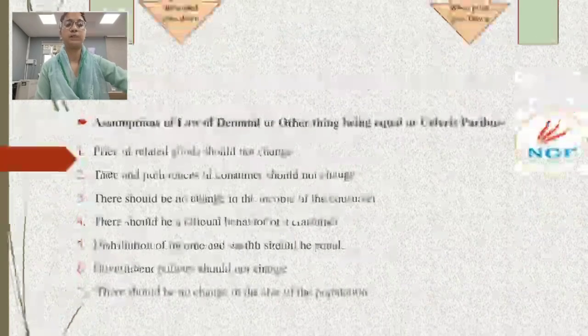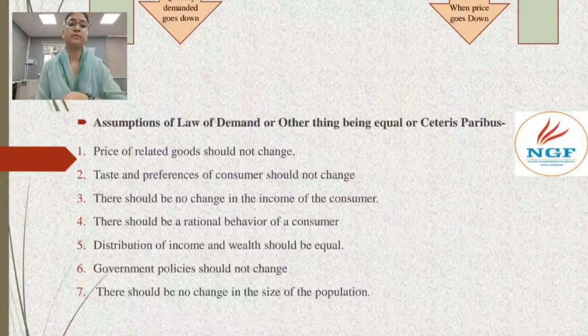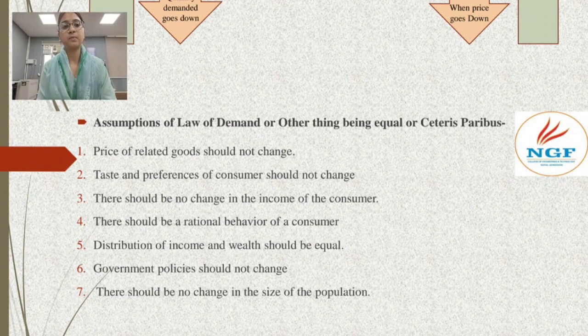There are some assumptions of the law of demand, if we say other things being equal. First is that the price of related goods should not change. Means the price of the substitute goods will not change. Like if we are purchasing tea today, then the price of coffee will not change in future. If the price of coffee is rupees 10 today, then the price of coffee will remain rupees 10 in future also.